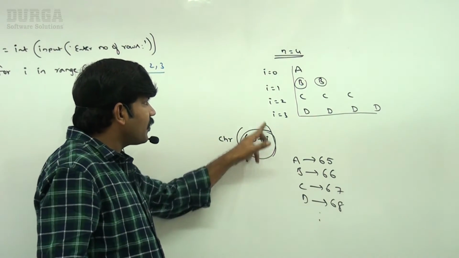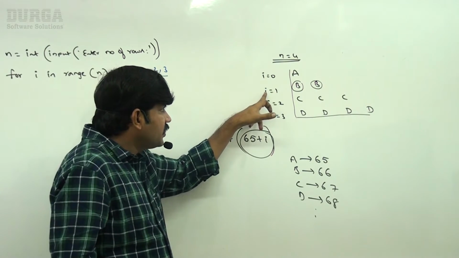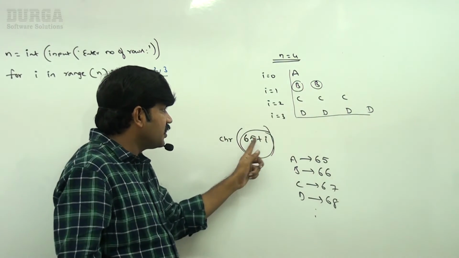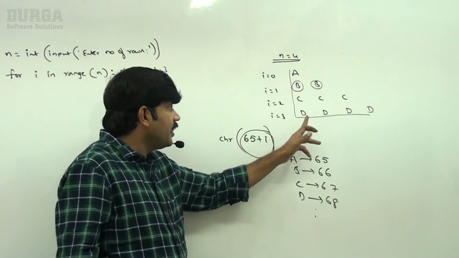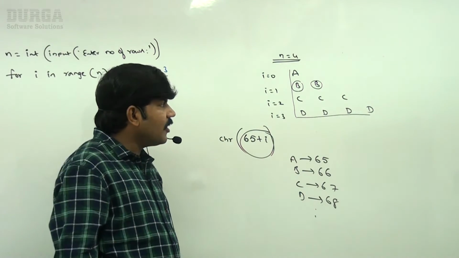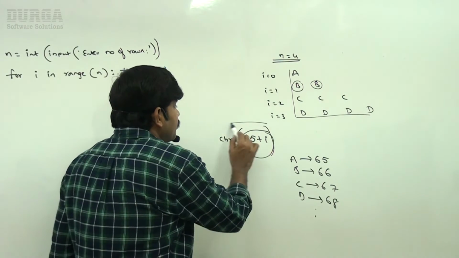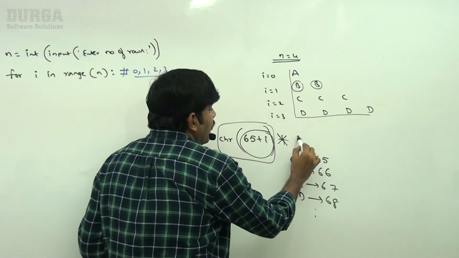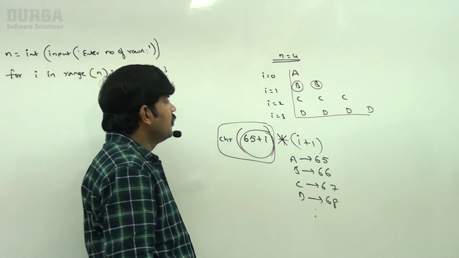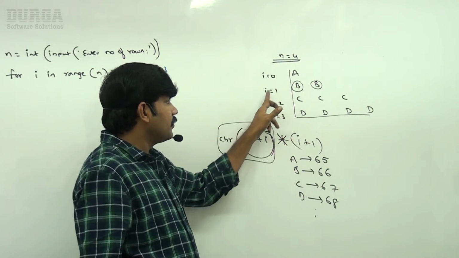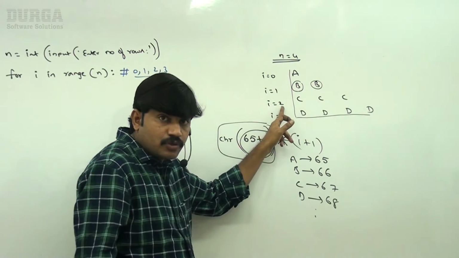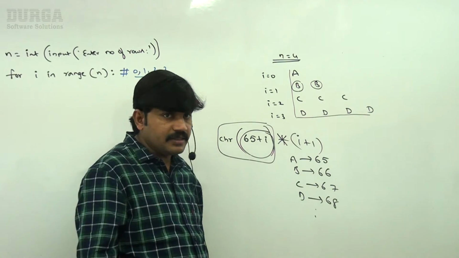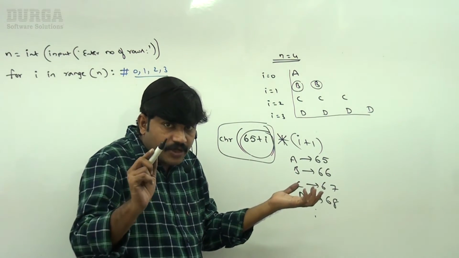65 plus 0 means A, 65 plus 1 means B, 65 plus 2 means C, 65 plus 3 means D, perfect. Next, how many times do I have to take this? i plus 1 number of times. If i is 0, 1 time; if i is 1, 2 times; if i is 2, 3 times; if i is 3, 4 times. This analysis you should be aware of.